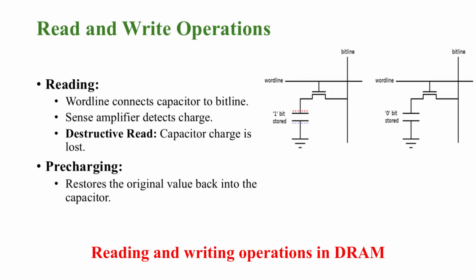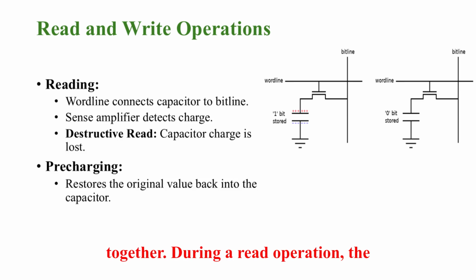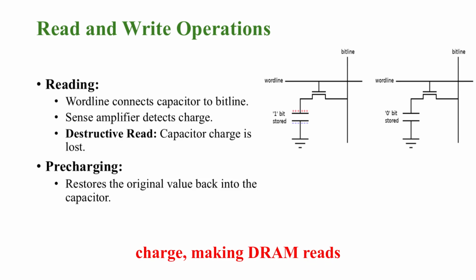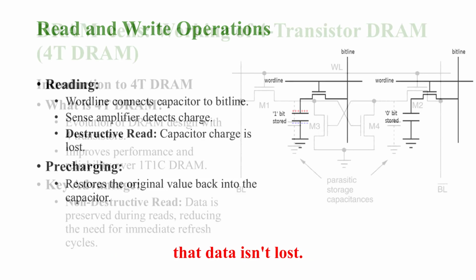Reading and writing operations in DRAM rely on the word line and bit line working together. During a read operation, the transistor connects the capacitor to the bit line. The charge is measured by the sense amplifier, which outputs the corresponding logic level. However, this process drains the capacitor's charge, making DRAM reads destructive. To handle this, a process called precharging is performed. Precharging rewrites the read value back into the capacitor, ensuring that data isn't lost.